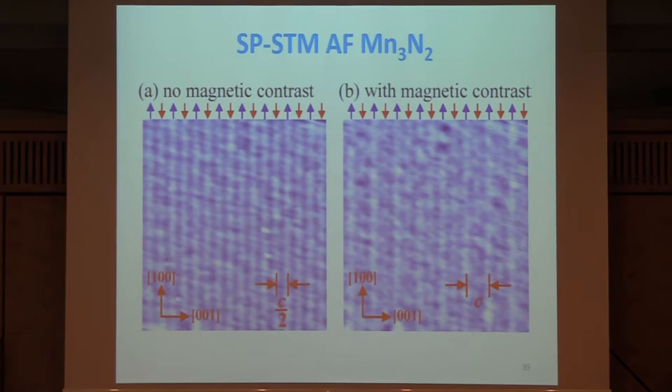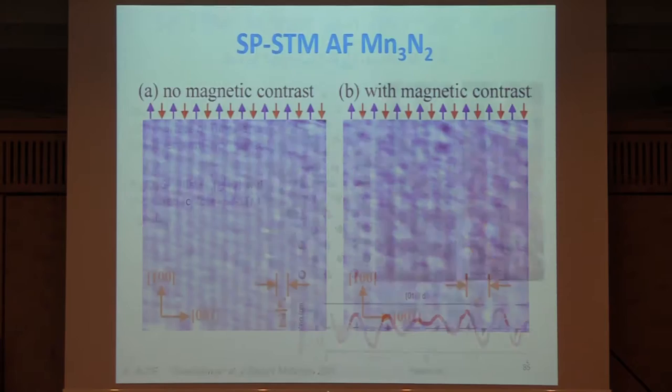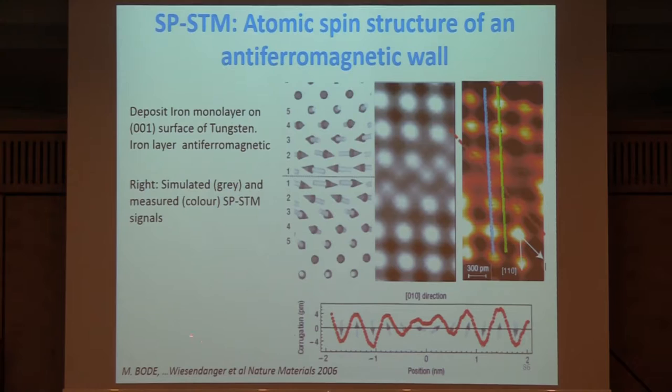That's some raw data. I like this because, well, I don't know what it looks like from your point of view, but I think here you can see that the dominant period is 2C, and here you can see that it's more like C, just one C. Nice not to have to process all the data to convince yourself. So this is from Wiesendanger's group.